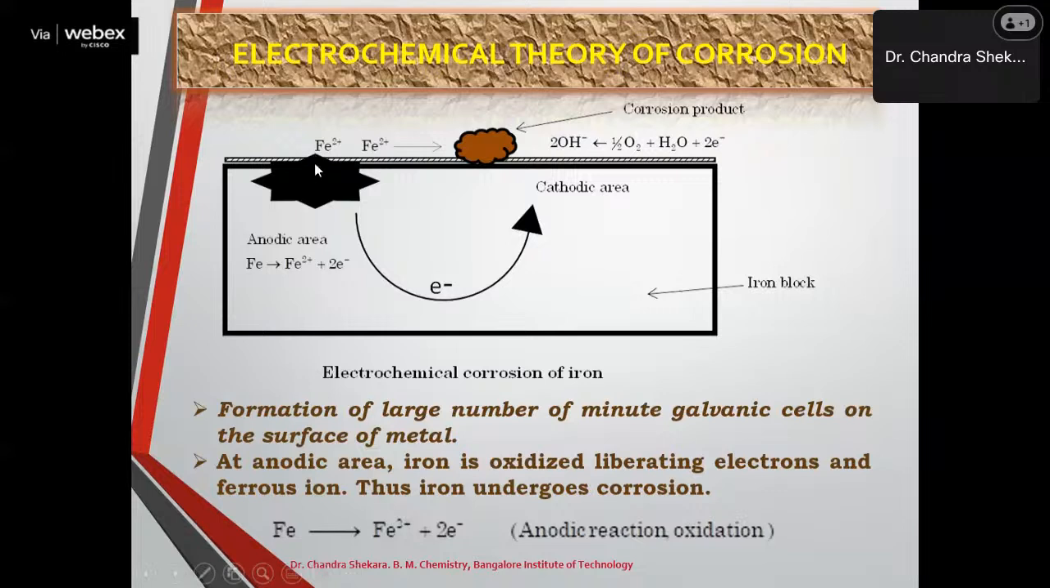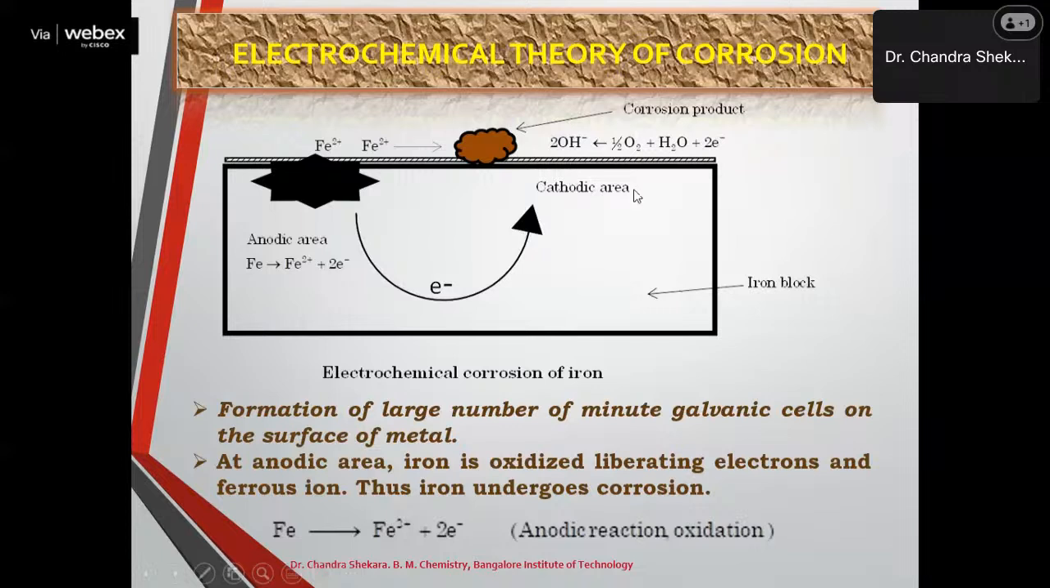As I said earlier, corrosion is a surface phenomenon. Therefore, only the iron metal atoms on the surface of the anodic area get oxidized, liberating Fe2+ ions on the surface of the metal. Whatever electrons are liberated in the oxidation process move from the anodic area to the cathodic area through the metal. Metal, you all know, is a very good conductor. Therefore, electrons flow from anode to cathode through the metal.